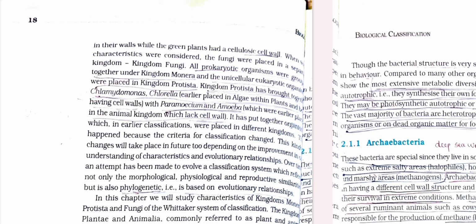This happened because the criteria for classification changed. As the criteria changed, these organisms have moved into another kingdom, that is Protista. This kind of kingdom change will take place in future too, depending on improvement of understanding of characteristics and evolutionary relationships.